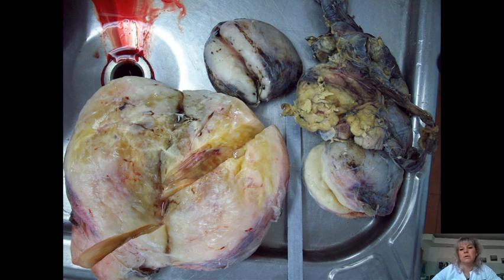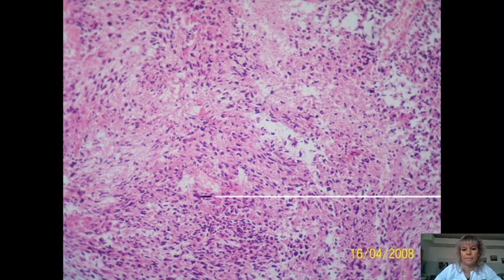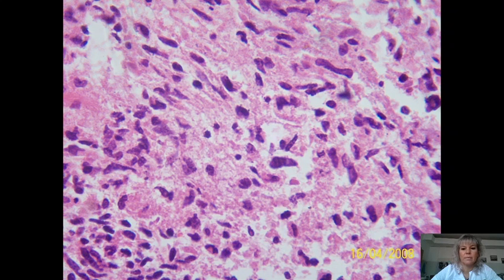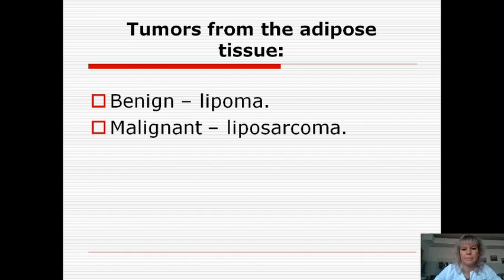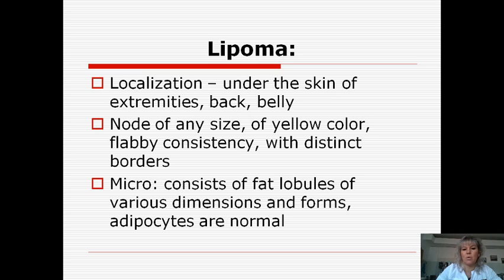Look, in this photo you can see many nodes of sarcoma, histologically abnormal atypical fibroblasts, hyperchromic, multinuclear. Tumors from the adipose tissue. Benign has the name lipoma, malignant, liposarcoma.